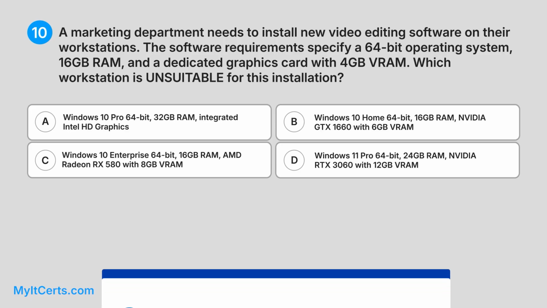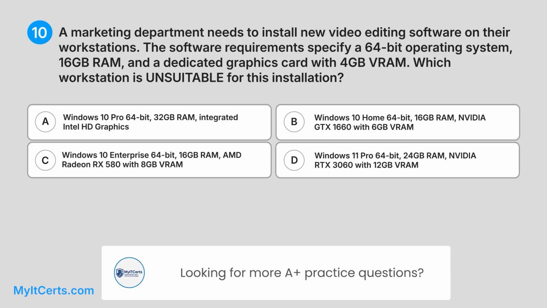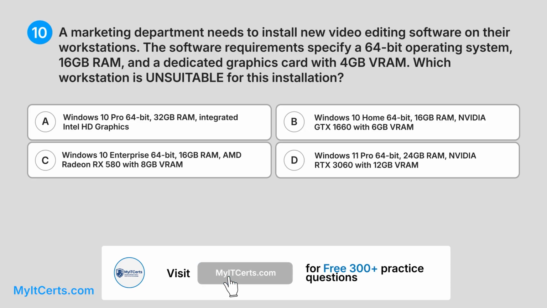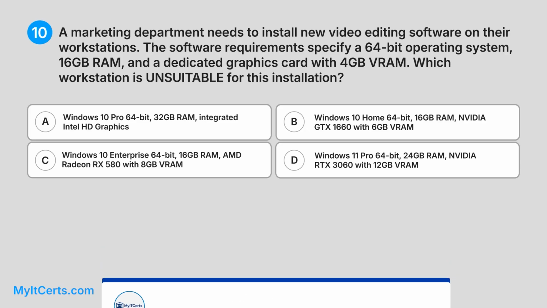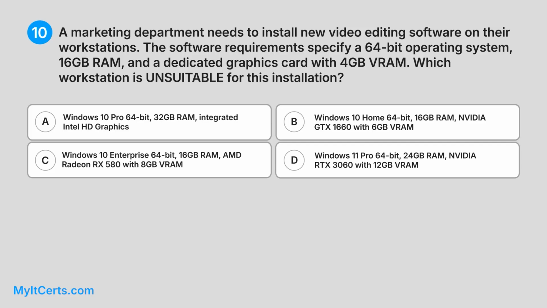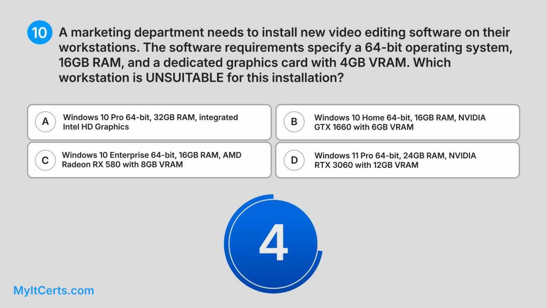A. Windows 10 Pro 64-bit, 32 GB RAM, integrated Intel HD graphics. B. Windows 10 Home, 64-bit, 16 GB RAM, NVIDIA GTX 1660 with 6 GB VRAM. C. Windows 10 Enterprise 64-bit, 16 GB RAM, AMD Radeon RX 580 with 8 GB VRAM. D. Windows 11 Pro 64-bit, 24 GB RAM, NVIDIA RTX 3060 with 12 GB VRAM. Can you guess the answer?